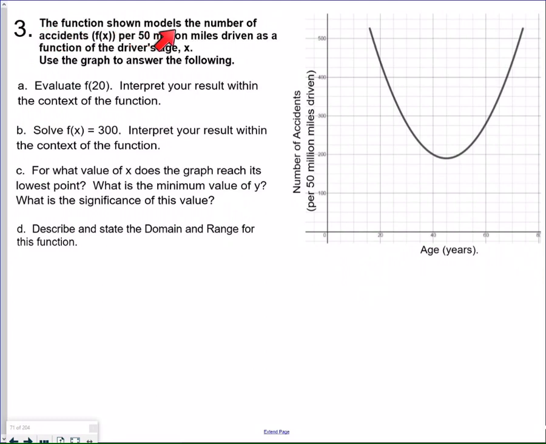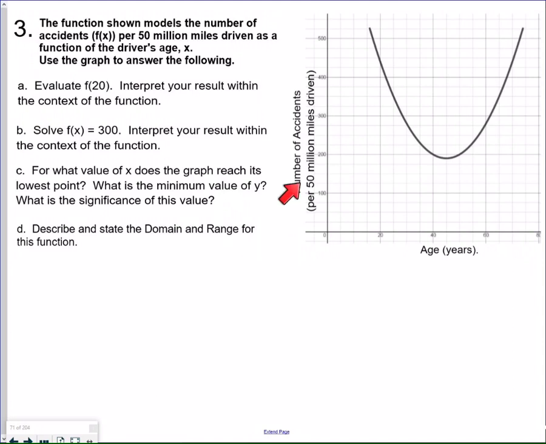So, it says the function models the number of accidents per 50 million miles driven as a function of the driver's age. That's a lot to unpack, but if you look at the graph, the age is on the x-axis, which is why I define the driver's age as x. So this is telling us how old is a driver, and the y-axis says number of accidents, but it would be confusing or weird to say that 40-year-old drivers have, and read over on the graph, about 200 accidents. Like, what does 200 accidents mean? Does that mean if I'm 46, that when I drive down the highway I can expect to have 190 accidents?